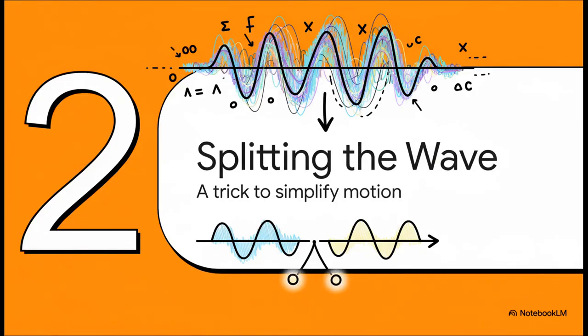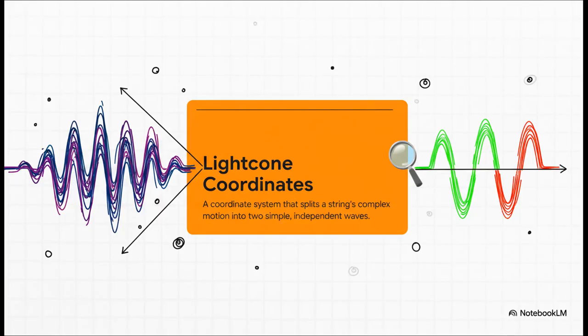So, to get a handle on this super complex motion, physicists came up with a really clever mathematical trick. Instead of trying to describe the whole complicated wiggle all at once, they figured out a way to split it into much simpler, easier to manage pieces. And this trick involves something called light cone coordinates. Now, don't get hung up on the name. What's really important here is what it lets us do. It's like putting on a pair of special glasses that lets you see the string's chaotic-looking vibration for what it truly is, just the combination of two way simpler waves.